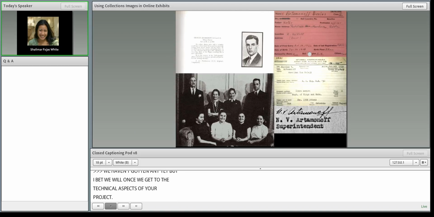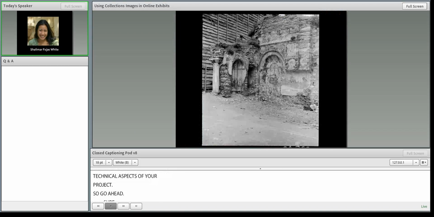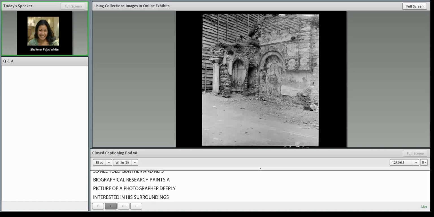Let's move on to the next slide. So all told, Gundar and Ali's biographical research paints a picture of a passionate amateur photographer who is deeply interested in his surroundings and had an appreciation for architecture and archaeology. After the foundation of the Turkish Republic in 1923, archaeological activity in Istanbul peaked starting in the late 20s and through the 30s and 40s, with German, French, British, and Turkish teams actively excavating sites throughout the city, and the Americans, if you remember the Byzantine Institute and Van Nice, already busy at Hagia Sophia, which had been converted from a mosque to a museum in 1935.